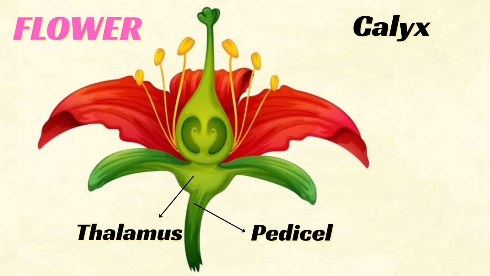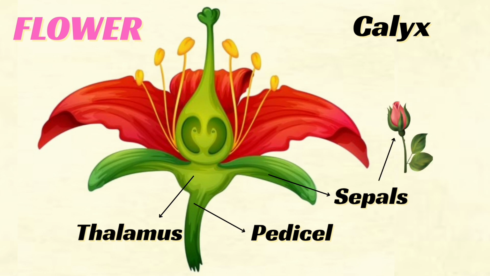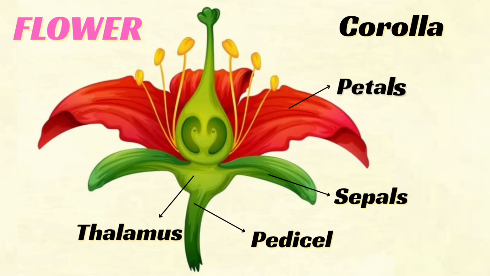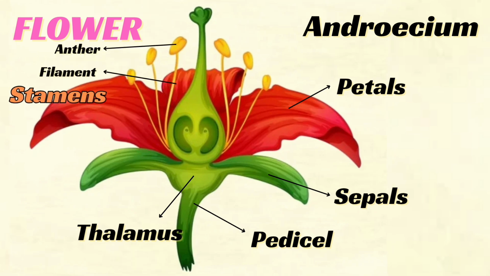Calyx is the outermost whorl, composed of green colored units called sepals. They protect the inner parts of the flower in the bud condition. Corolla is the second whorl from the outside. It is composed of usually bright colored units called petals. The androecium is the third whorl from the outside. It is composed of male reproductive structures called stamens. The stamens produce pollen grains which contain male gametes.